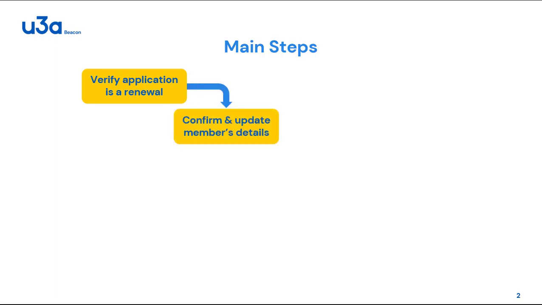To renew members in Beacon, you must be the membership secretary or have similar privileges in Beacon. There are 4 main steps. Verification. Check that you're dealing with an existing member or someone who has been a member in the past. Confirm and update the member's details if necessary. Certain data, such as gift aid and membership class, must be changed before renewing membership.